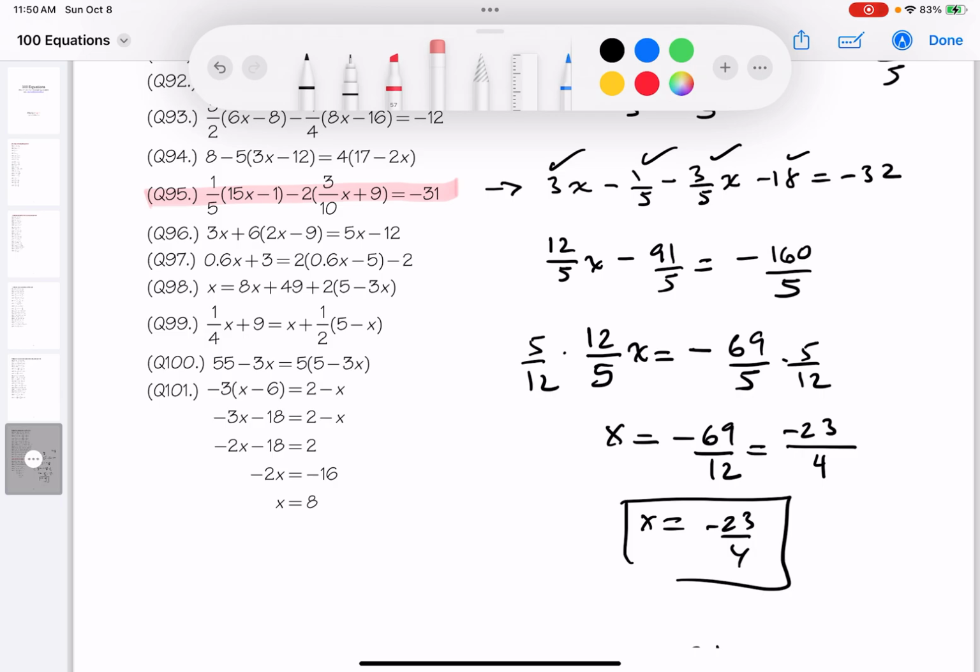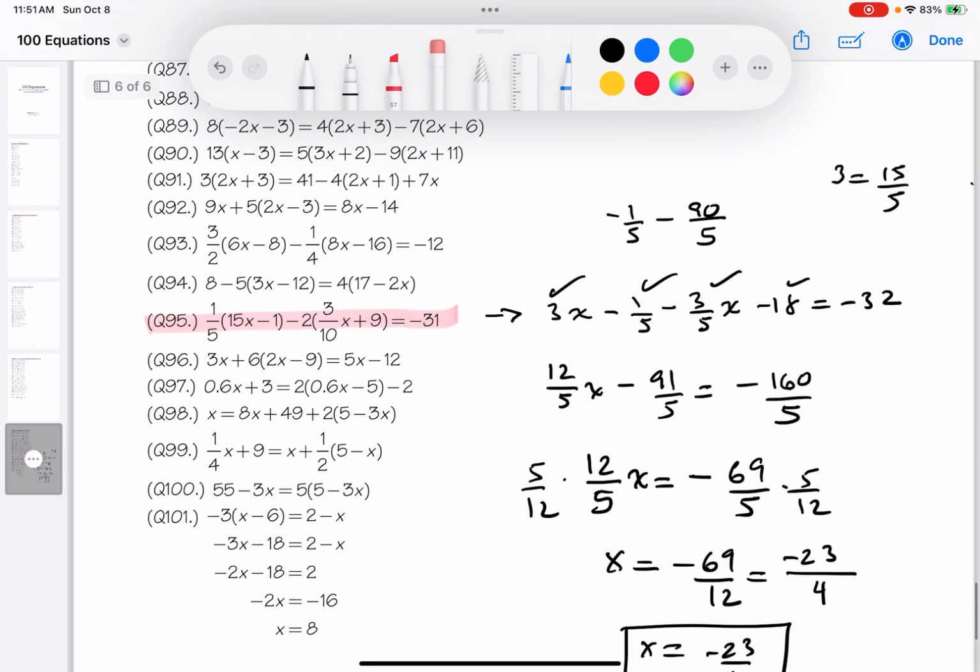Do I get 3x? 5 goes into 15 3 times. Yes. I get minus 1/5. Yes. What do I get next? Minus 3/5. I do see that. Minus 18. I do see that. All right. Let's see if I did the addition correctly. And I'm gonna go over it again. Right. I'm actually looking at my work.